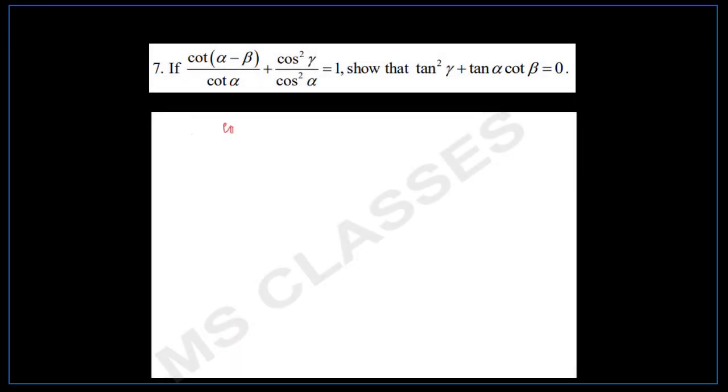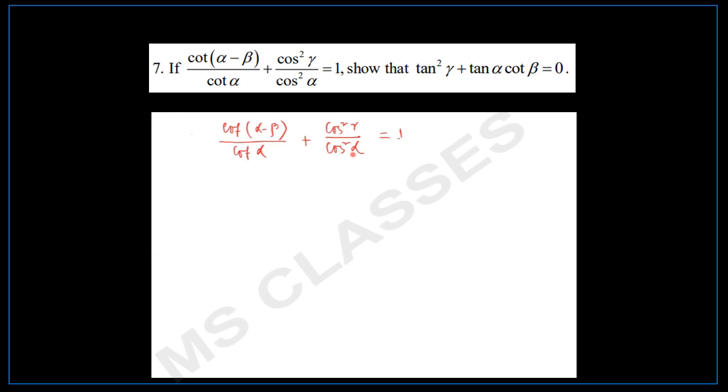cot(alpha minus beta) by cot alpha plus cos square gamma by cos square alpha equal to 1. Now here what we do, children, try to understand. Here what we have? cot(alpha minus beta) by cot alpha. Here what we have? cos square gamma by cos square alpha.